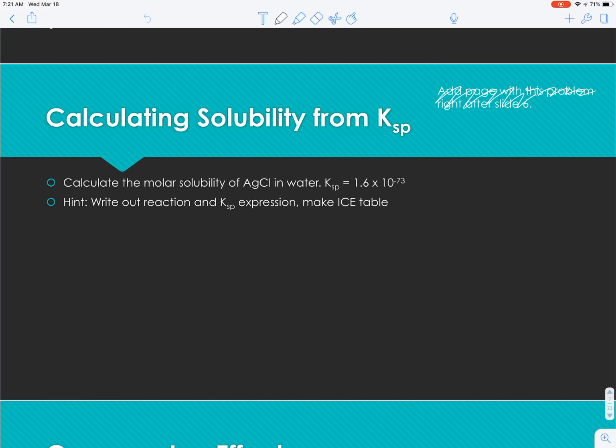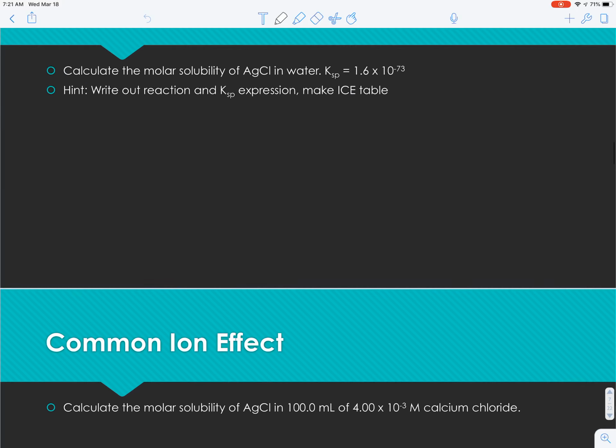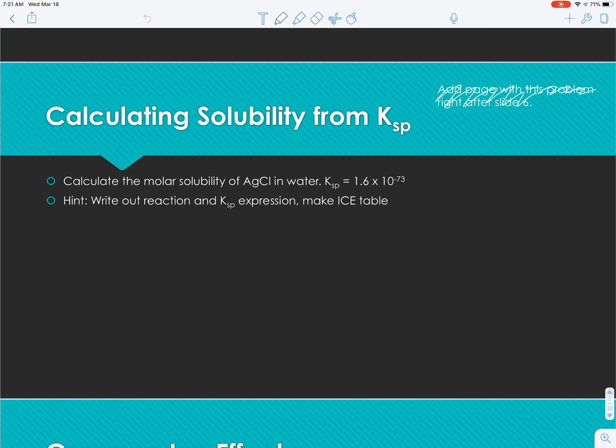Okay, we're going to do an easy one that we've done before just to get us back to where we started. And then the next screencast will be of the next 3 slides, common ion effect, with some problems about that.